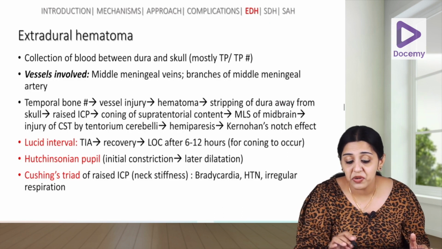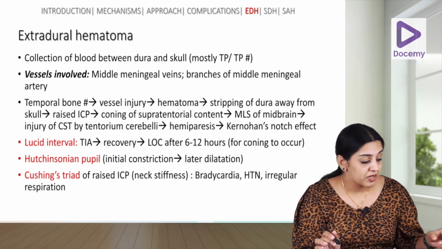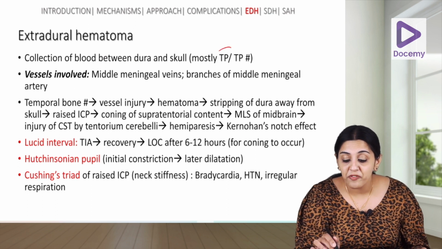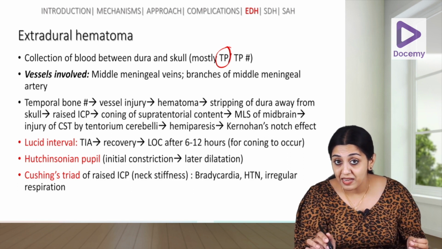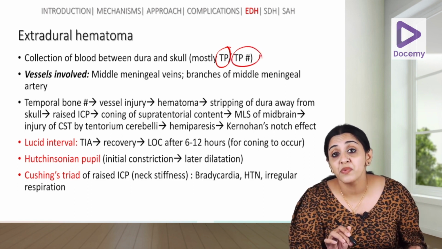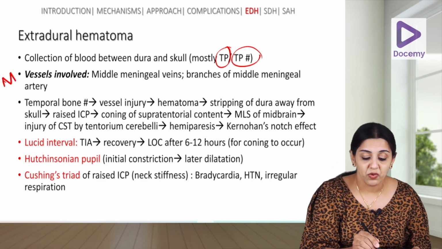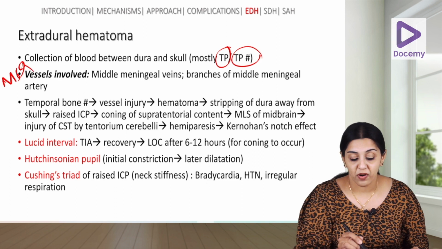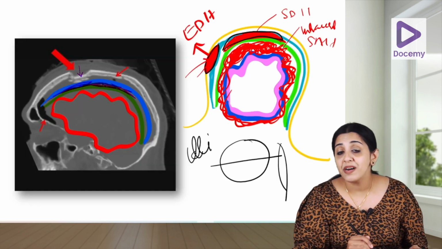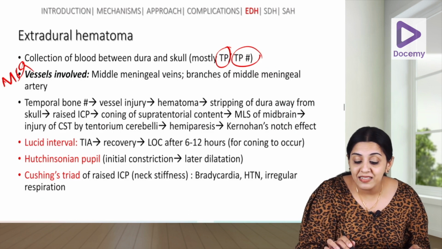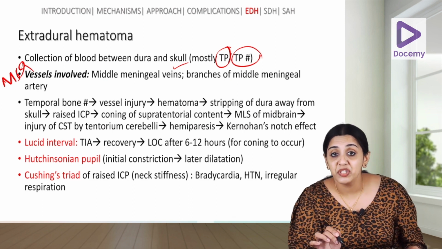That is, what is extradural hemorrhage? Collection between the dura and the skull. How does it occur? It is mostly by fracture. The origin is mostly from the temporoparietal area, maybe in association with a temporoparietal fracture. What are the vessels involved? Now this is an MCQ. What are the possible vessels involved? A vessel which is superficial enough to cause hematoma at this level are the middle meningeal vessels, middle meningeal veins or branches of middle meningeal artery.